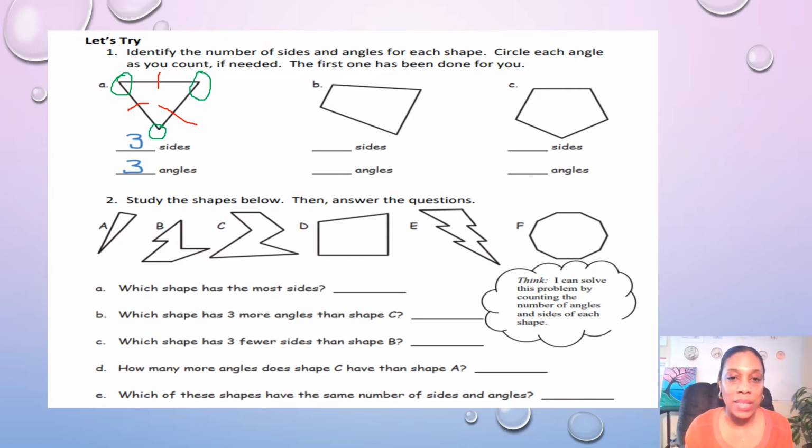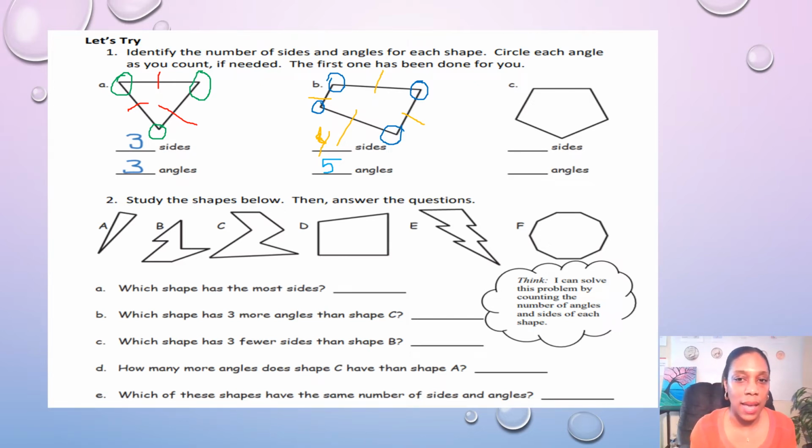Now let's go on to problem B. Remember, we're going to circle the angles and mark the lines with a straight line. So in problem B, I saw that I had 4 angles where the two lines meet, and I had 4 sides where I have marked the sides with a little tick or tally mark, or I'm sorry, a little mark.